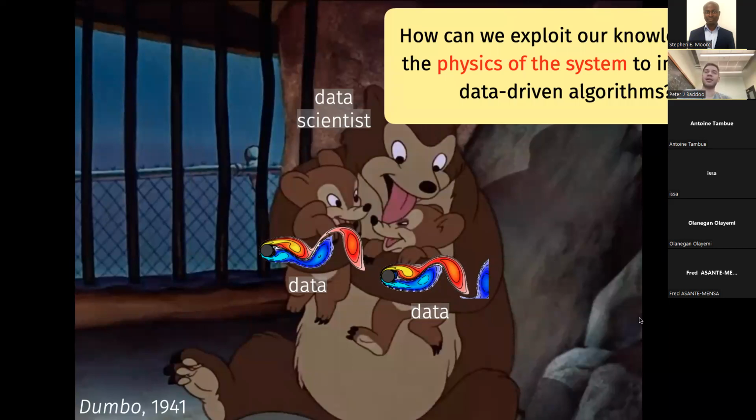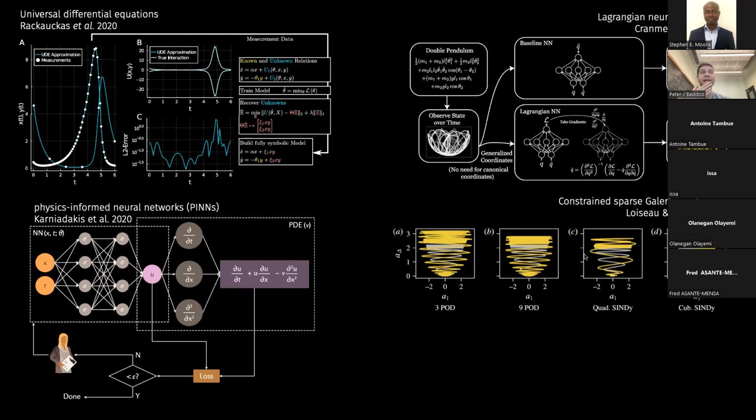So this is the goal. How can we exploit that knowledge of the physics of the system, those being symmetries, invariances, conservation laws, and how can we use those features to improve data-driven techniques? Okay. And this is obviously definitely not my idea. This has been applied to many machine learning methods already. So here I'm illustrating just 4.